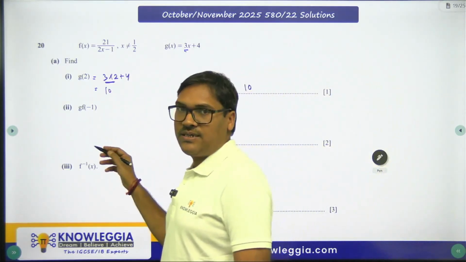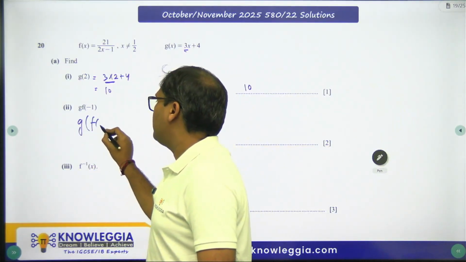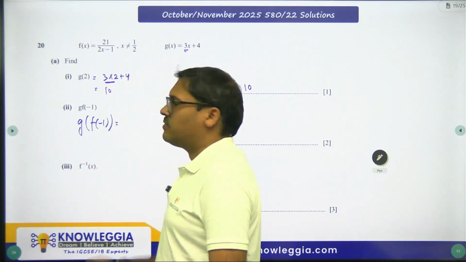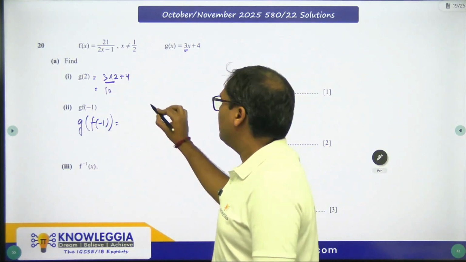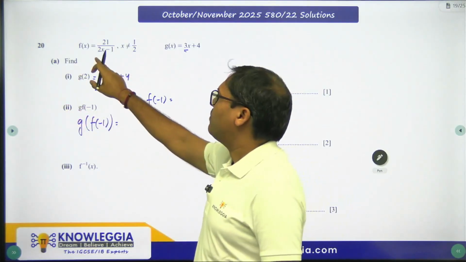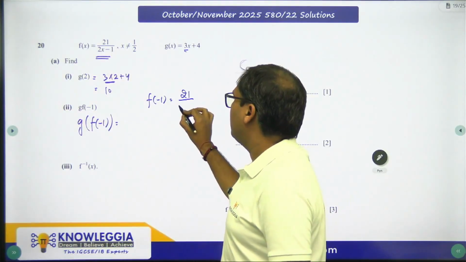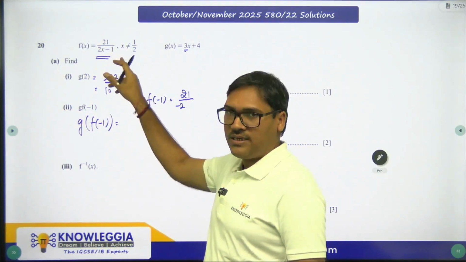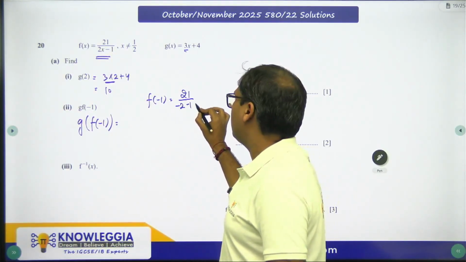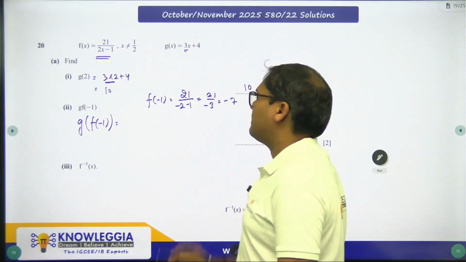What is this? G of f of minus 1. That is composite function. Inside g we will put f of minus 1. So let's first find f of minus 1. What is f of minus 1? That is the value at x equal to minus 1. If you put x equal to minus 1 here, this is 21 divided by negative 2, because 2 into minus 1 is negative 2, minus 1. So what is this? 21 divided by minus 3, which is equal to negative 7.